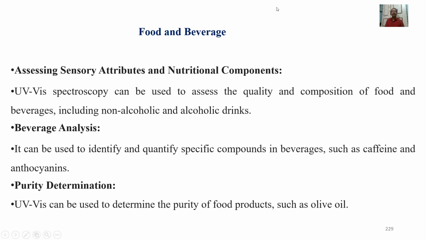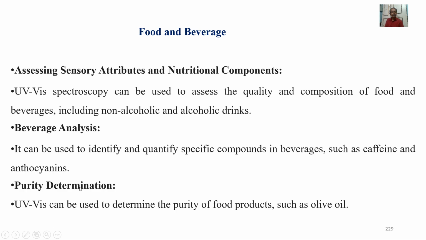Food and beverage. Assessing sensory attributes and nutritional components. UV spectroscopy can be used to assess the quality and composition of food and beverages, including non-alcoholic and alcoholic drinks. Beverage analysis. It can be used to identify and quantify specific compounds in beverages such as caffeine and anthocyanins.